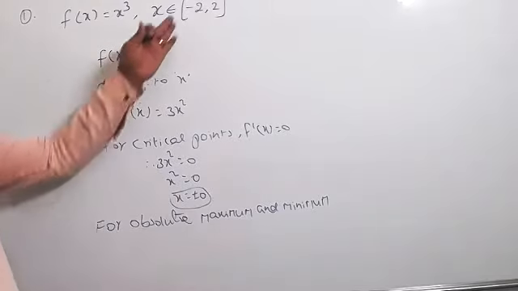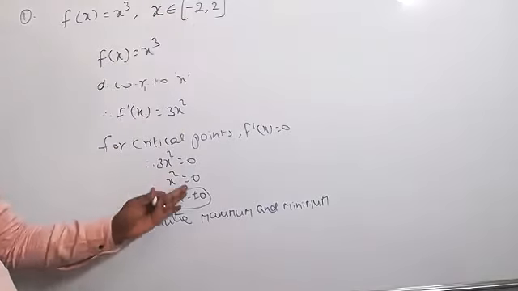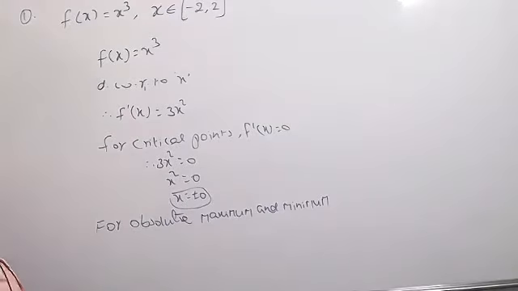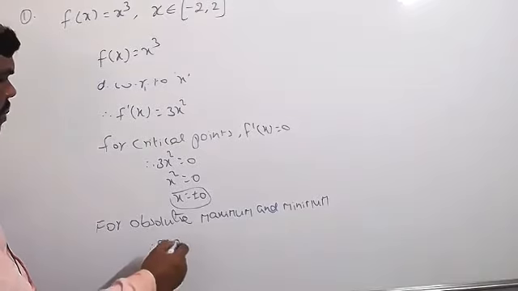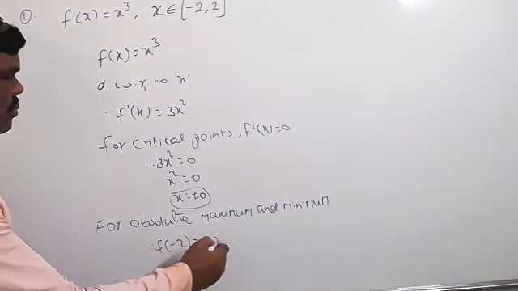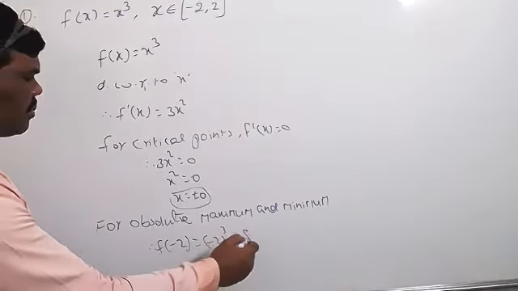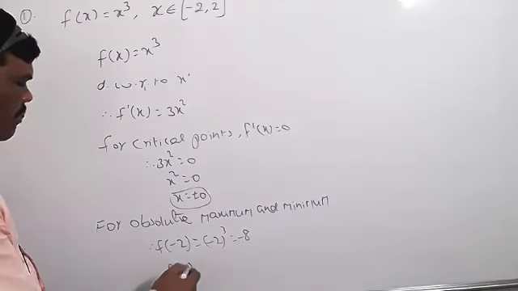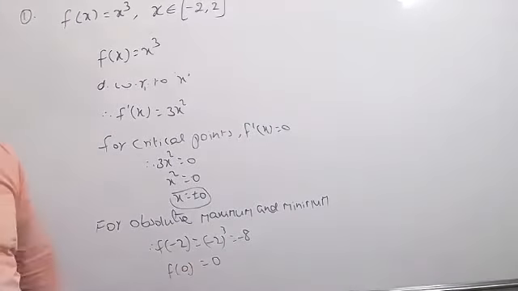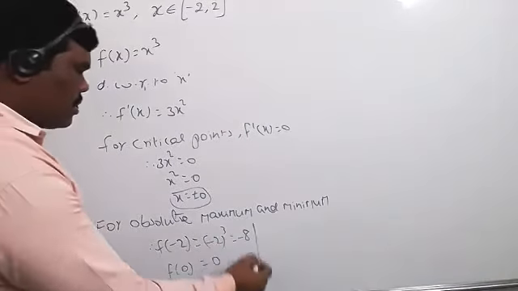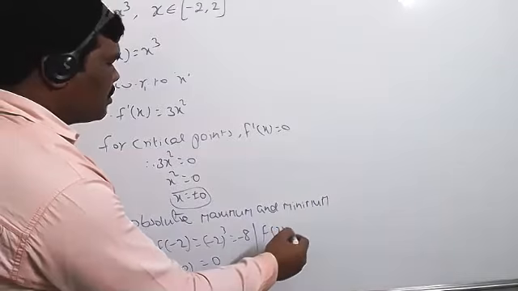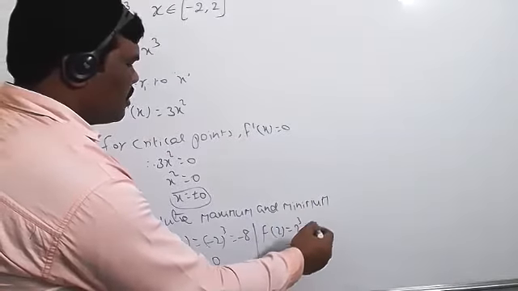First take the numbers minus 2, 0 and 2. F of minus 2 equal to minus 2 whole cube, which is minus 8. F of 0 equal to 0. Then f of 2 equal to 2 cube, so 2 cube equal to 8.